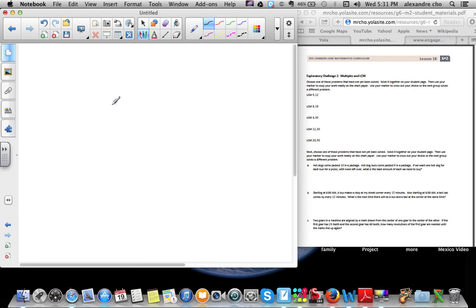B, C, say 6 a.m. Okay, bus makes a stop at my street corner every 15 minutes. So bus, 15 minutes. Every 15 minutes. And also a cab comes every 12 minutes. When will they come at the same time at the corner?